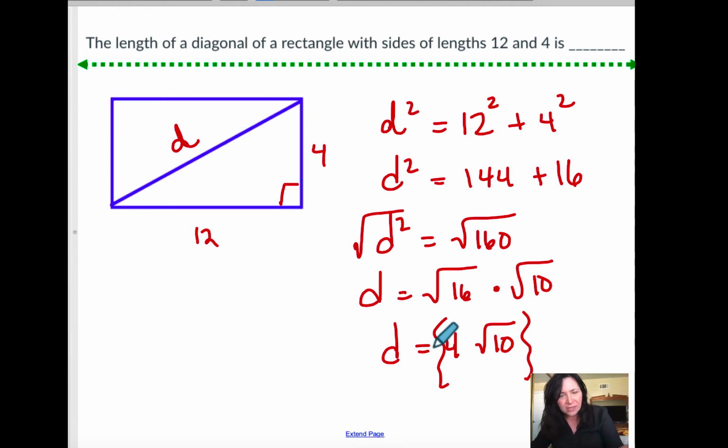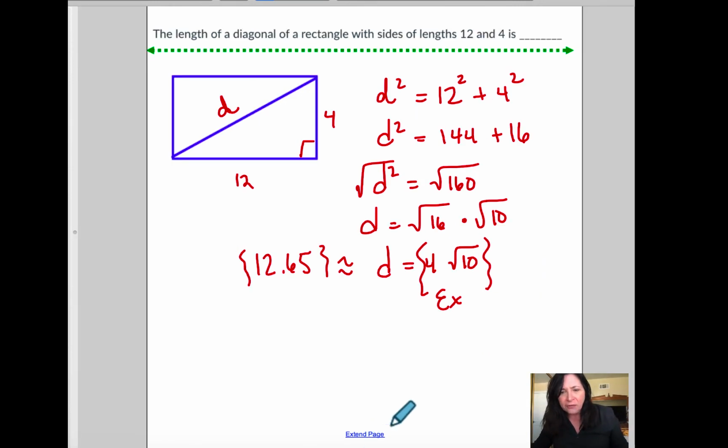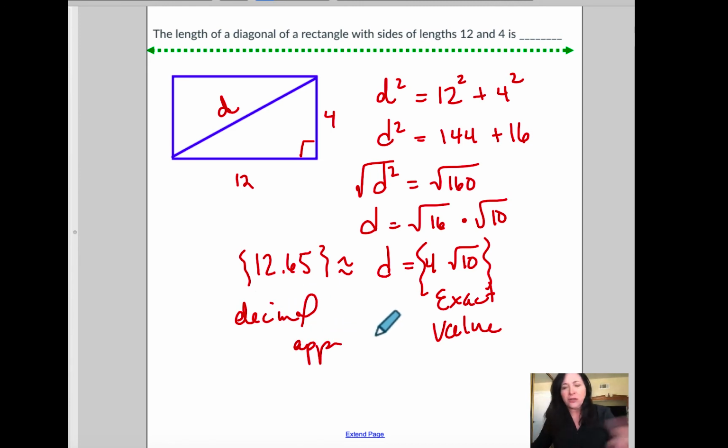Solutions go in solution sets. But if they asked me for an approximation, I would take the square root of 160, and I get about 12.649, so about 12.65. And so it just really depends what they're asking. Are they asking me for an exact value, which would be this value, or are they asking me for a decimal approximation? And so that's what you're looking for.